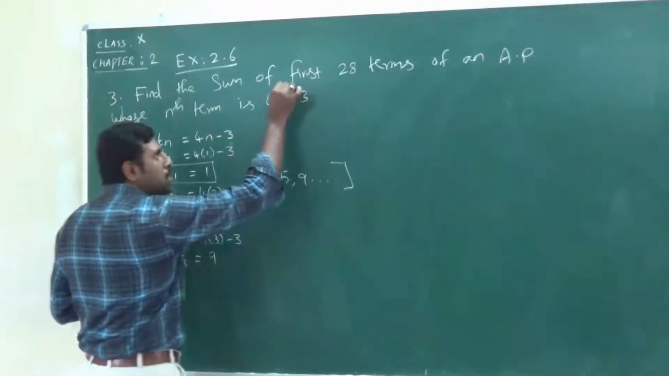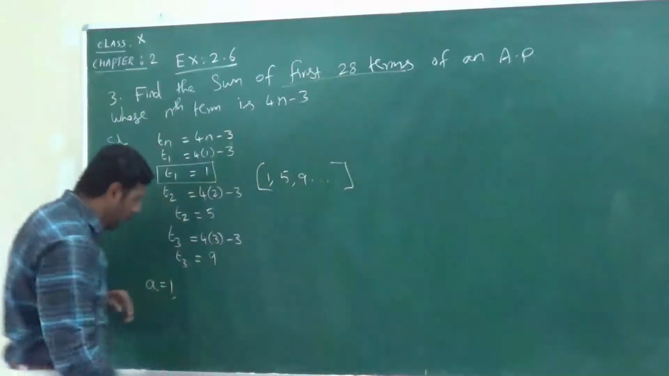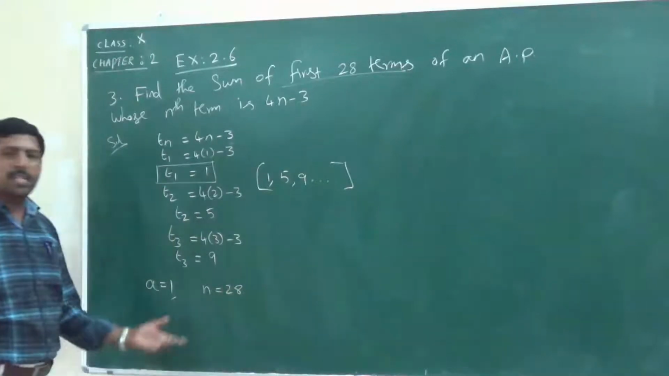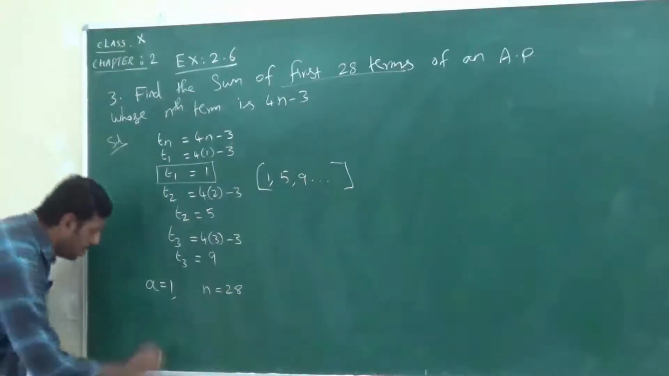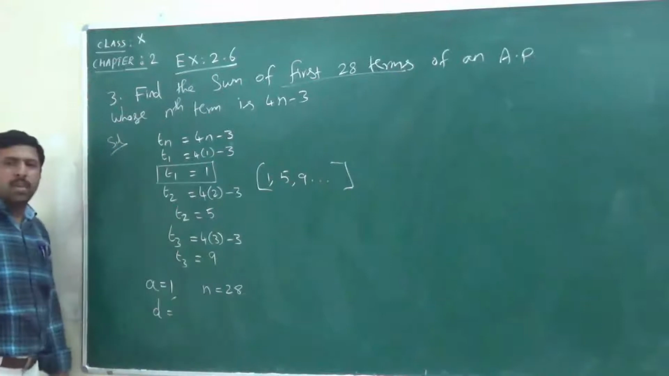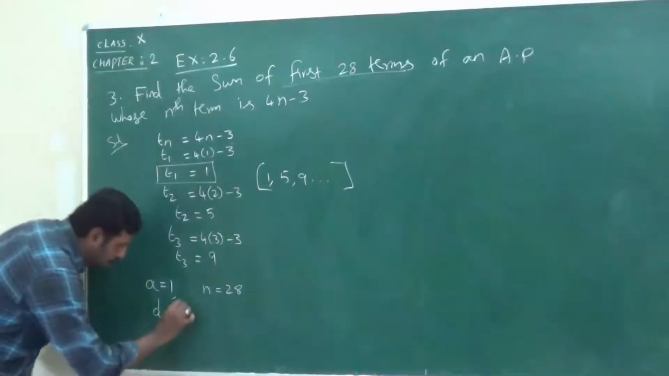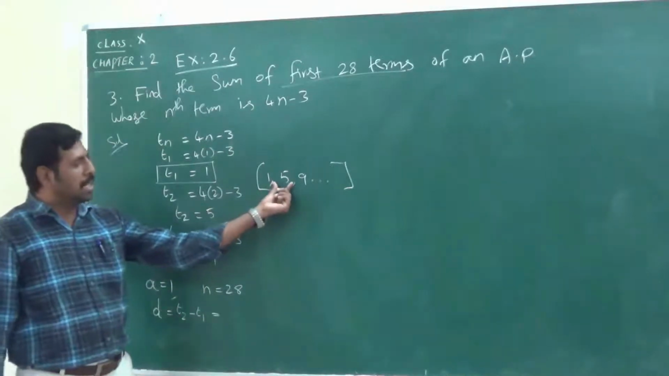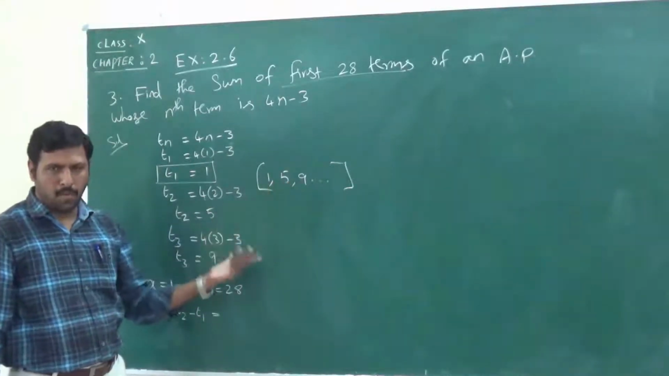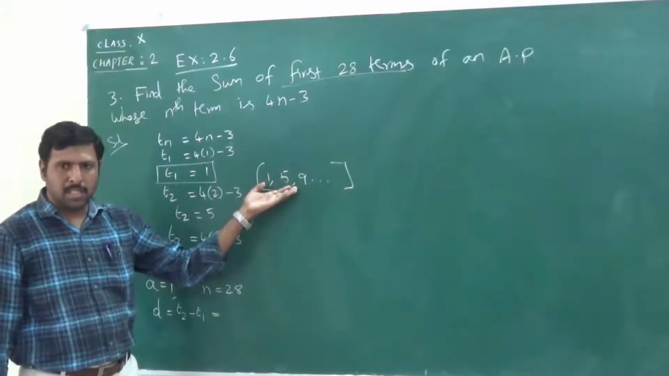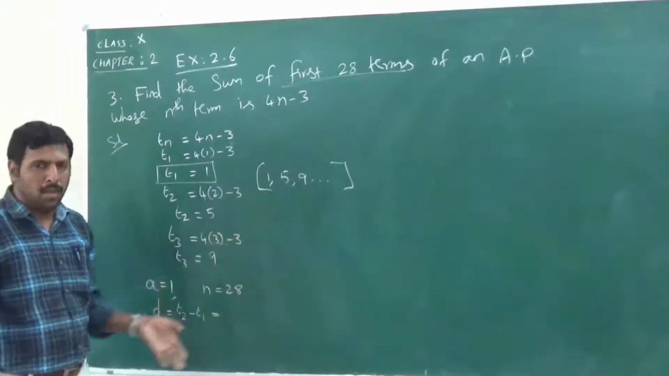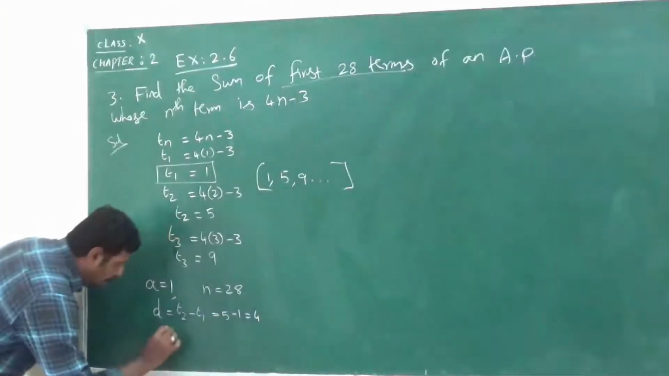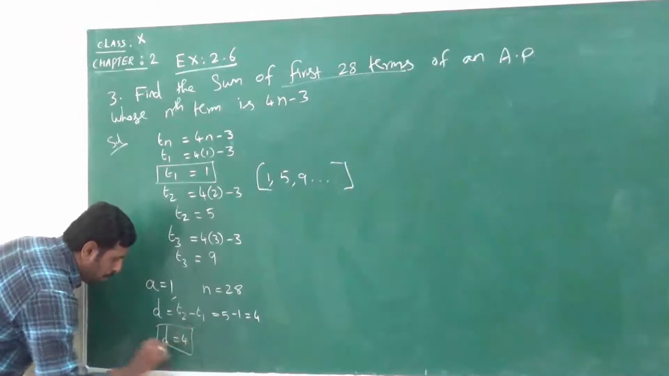The sum of the first 28 terms we want to find out. So n is equal to 28. Next we want to find out the common difference. Here d is equal to, we know the formula, second term minus first term. T2 minus T1 is equal to, what is the second term here? The second term is 5, 5 minus 1 is 4. If you take T3 minus T2 also, 9 minus 5, you get 4, right? So 5 minus 1 is equal to 4, therefore d is equal to 4.